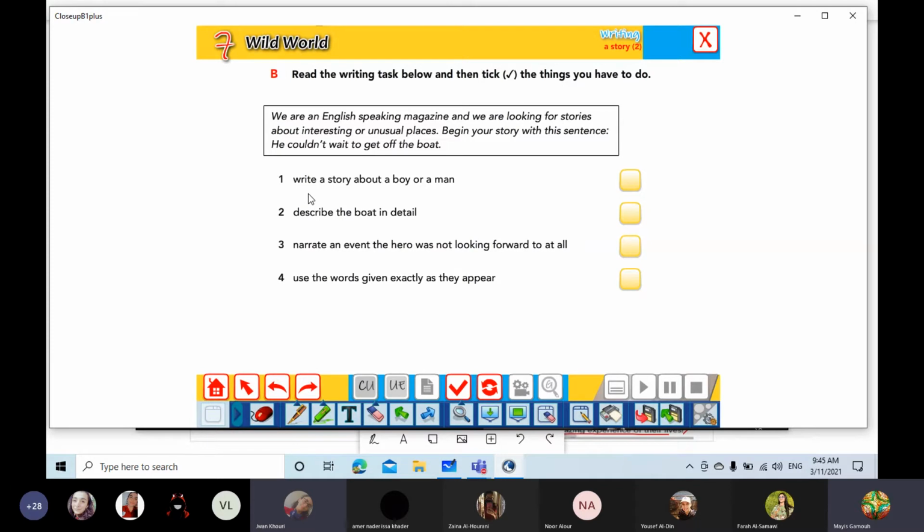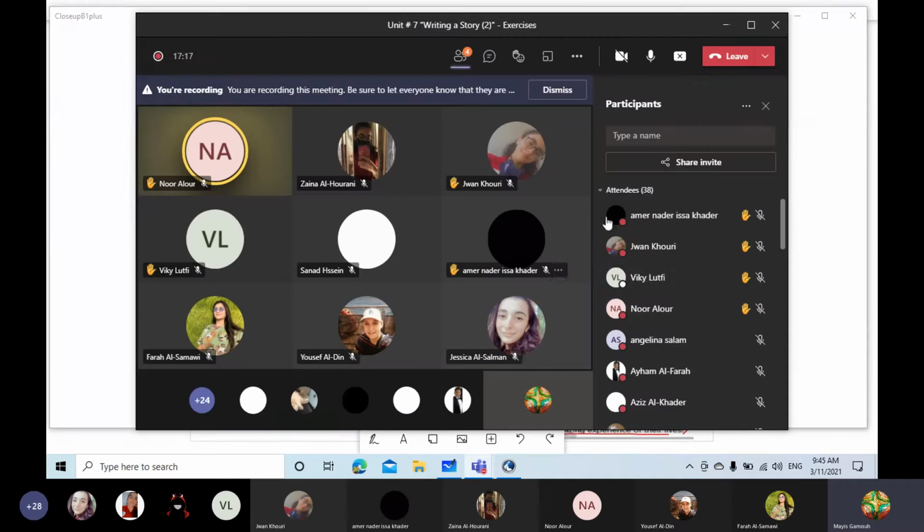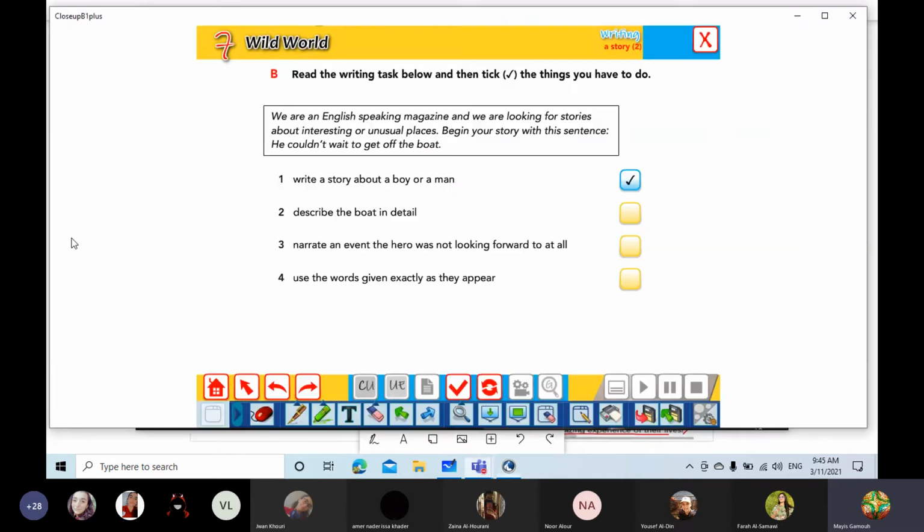Write a story about a boy or a man. It's true. So we can tick this one, right? Yes, because in our sentence it was about he. So here we know that we have a boy or a man, a male person. Okay, number two. Yes, Noor. Describe the boat in detail. No, I don't think so, because we do not care about the boat itself, right? Yes, teacher, we do not care about the boat. Thank you. Number 3.